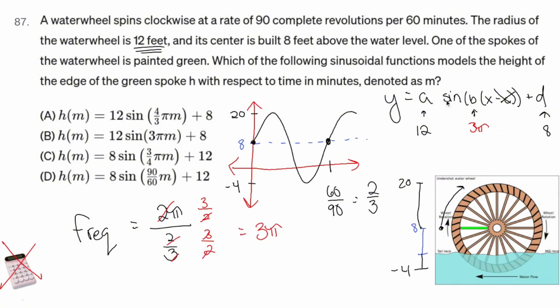So putting this all together and using h of m and using m instead of x, I have h of m equals 12 sine 3 pi m, because I don't have a horizontal translation, plus 8. So that's problem number 40 in our multiple choice test.